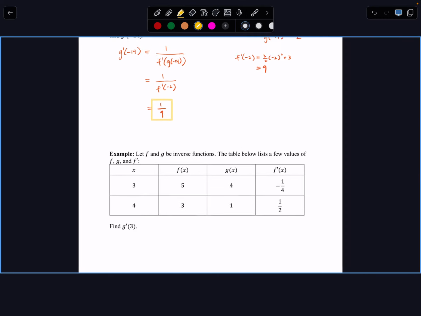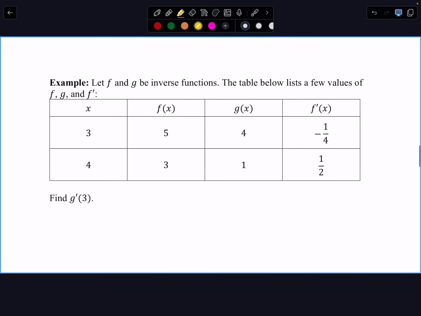That's more like a textbook problem, I feel like. This is more like what you would see coming up from the College Board, from good old CB, probably as a multiple choice, presented with a table.